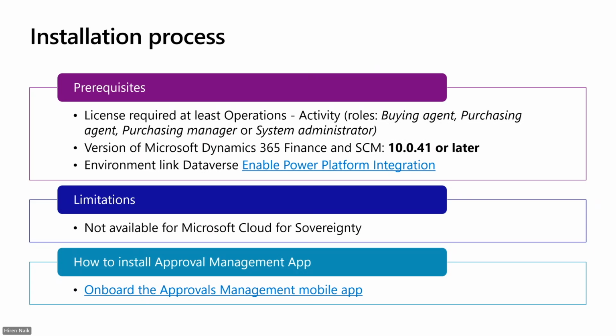Another prerequisite: we enable this feature for 1041. So your environment should be greater than 1041. And finally, the link is with the Dataverse. So you should have an environment linked with Dataverse.